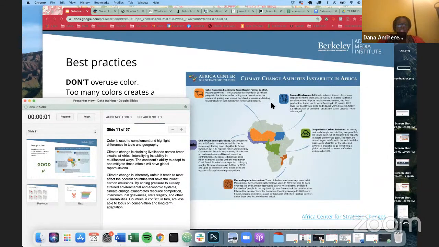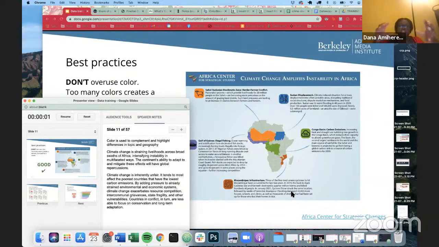So what I've got here is an example from the Africa Center for Strategic Studies. This is an infographic showing how climate change affects the livelihoods of different groups of people living in different regions across Africa. Each region is highlighted in a different color, and each color is also supposed to represent a strain on a different kind of livelihood. So we've got fishing, we've got farming, displacement, which I guess is also a fallout from climate change, carbon emissions, and infrastructure problems.